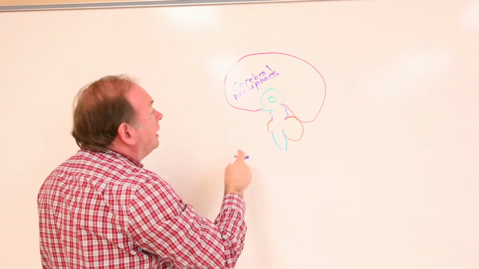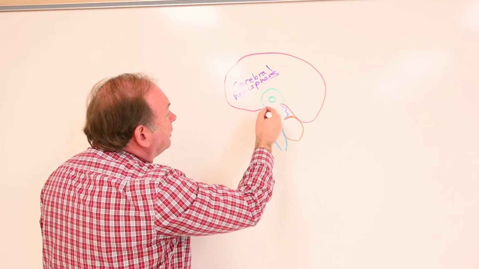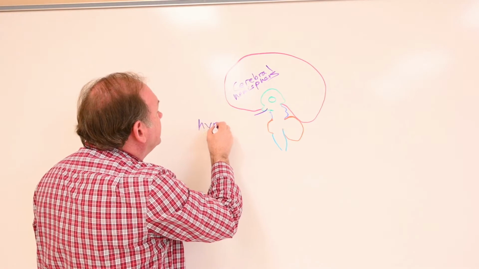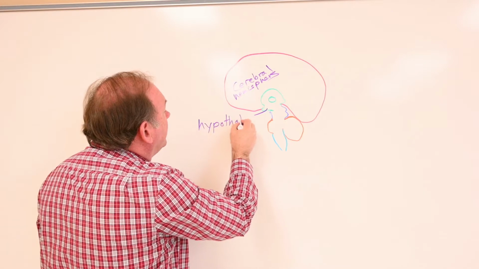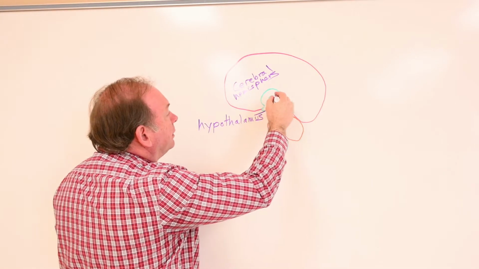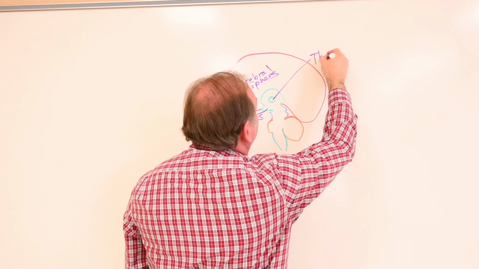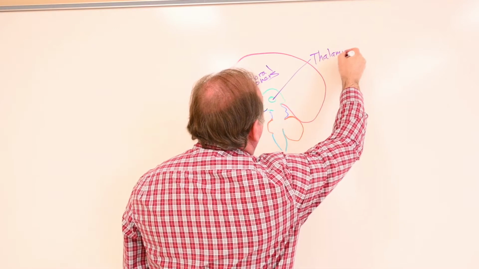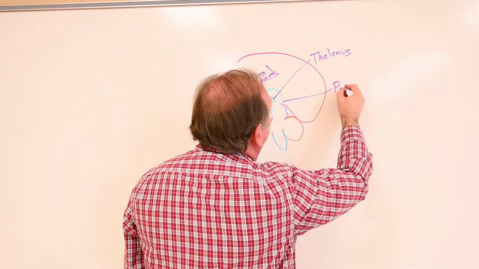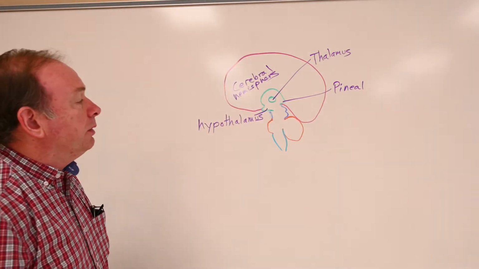Cerebral hemispheres. Then we have this region that came from diencephalon underneath here. It includes the region we know as hypothalamus. The hypothalamus of the brain. This little circle in the middle here represents the thalamus of the brain. And then back over here we have the epithalamus or pineal gland there.